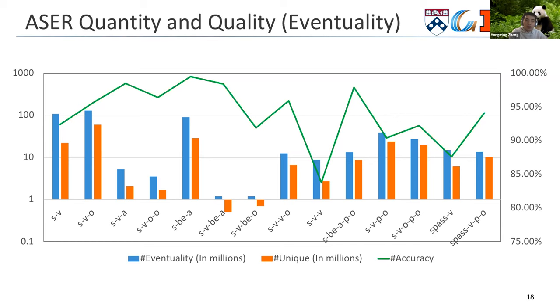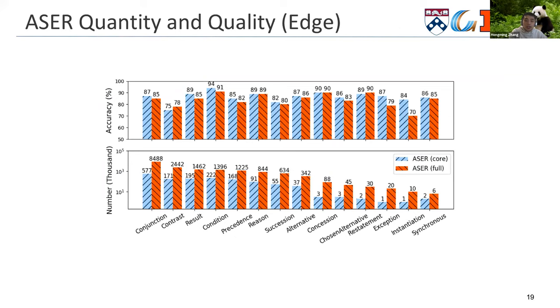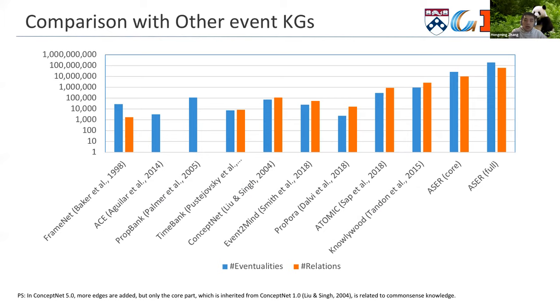As for the edges, it got 64 million edges in total, and here are the distribution and qualities. As you can see from this result, in general, the distribution is not very balanced. Some of the relations appear over 8 million times, while some of them appear less than 6,000 times. And as for the quality, it is a little bit worse than eventualities because the higher order SP can be more complex. Okay, so here is a comparison of all the aforementioned knowledge bases. Currently, ASER is the largest one. It is 100 times larger than Nollywood and 1,000 times larger than ConceptNet.